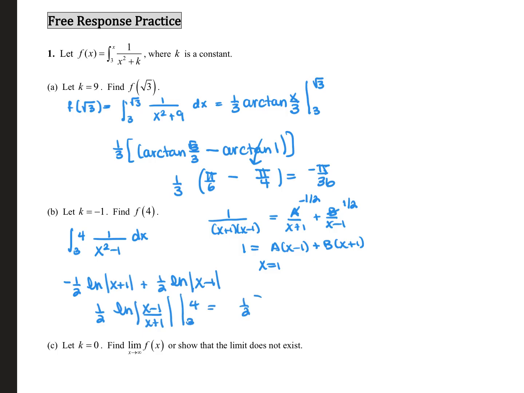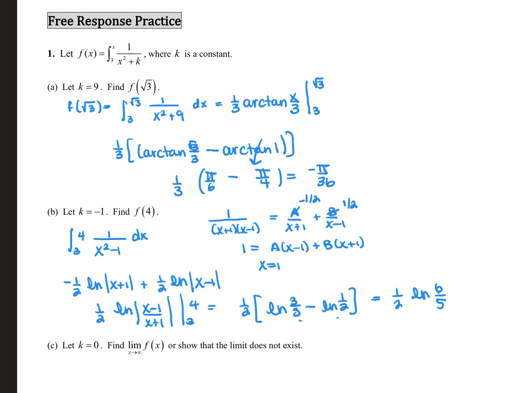So this is going to be 1/2 natural log of 4 minus 1 is 3, so 3/5 minus the natural log of 2/4, which is 1/2. And we can still combine those and get 1/2 the natural log of 6/5. Because remember, these are divided, so you'll multiply by the reciprocal.